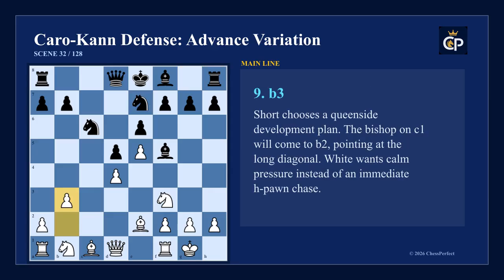b3. Short chooses a queenside development plan. The bishop on c1 will come to b2, pointing at the long diagonal. White wants calm pressure instead of an immediate h-pawn chase.